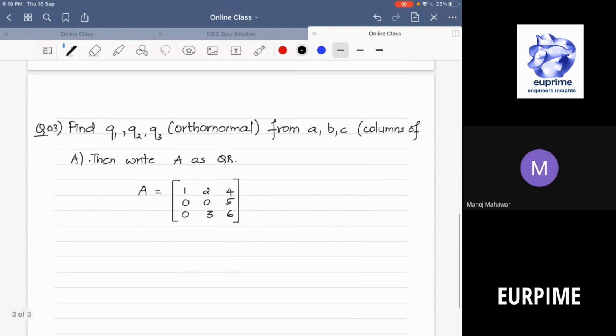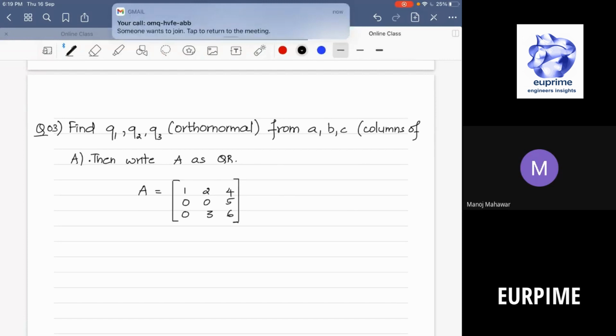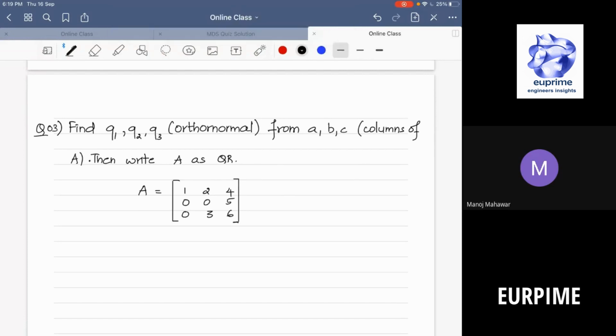The next question is as follows. You're supposed to find q1, q2, q3, which are orthonormal vectors from a, b, c, which are the columns of A. Then you're supposed to perform QR decomposition on it. I'll wait for 5 minutes and then I can solve this.